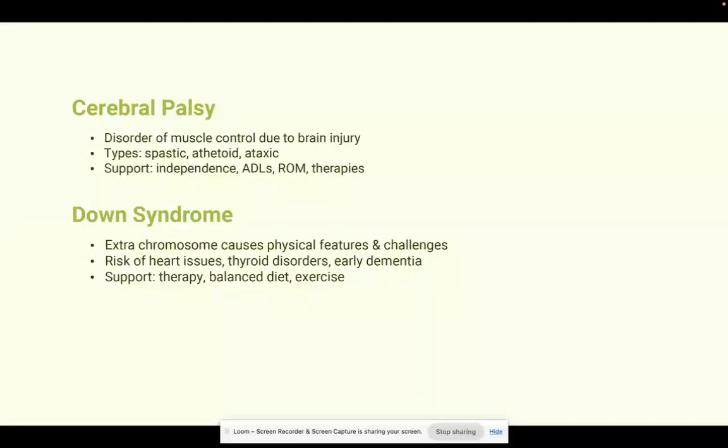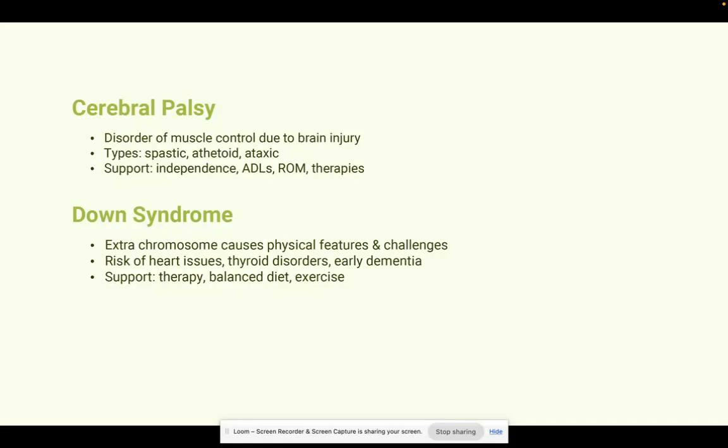Next will be Down syndrome. When we talk about Down syndrome, this means that there is an extra chromosome, causing physical features and challenges. There might be some very specific features for Down syndrome, right? I think it's very common for everyone. We can usually see some of those in pediatric homes. There might be some Down syndrome clients. The risks for that: they might have heart issues, thyroid disorders, or early-stage dementia.